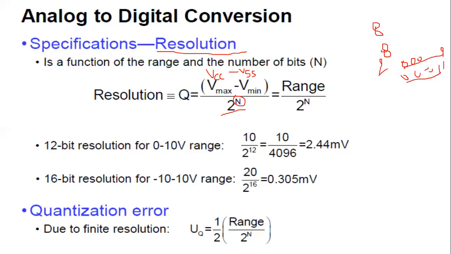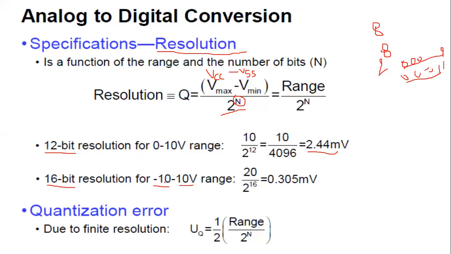For example, I take a 12-bit converter with 0 to 10 volts. That is, VSS is 0 and VCC is equal to 10 volts. What is the difference? 10 minus 0 is 10, and 10 by 2 power 12 gives 2.44 millivolts. That means for representing each bit, we require 2.44 millivolts.